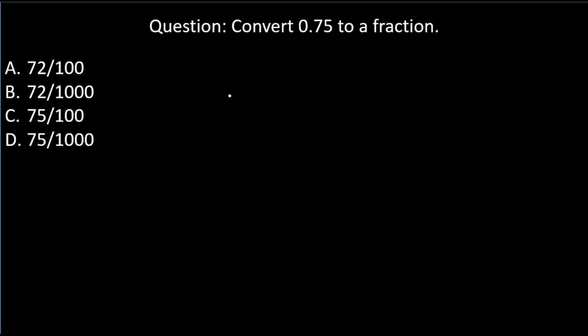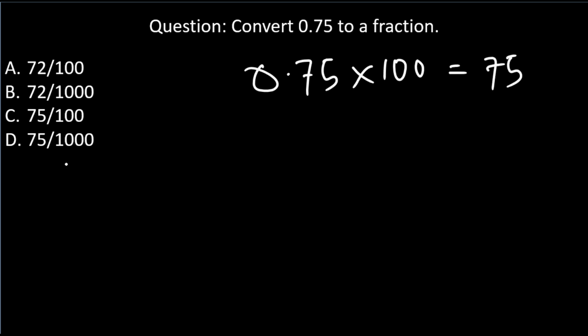Let's go to another problem: the conversion to a fraction. Here 0.75 multiplied by 100 becomes 75. So we divide 75 by 100, and we get 0.75. So the answer is C.